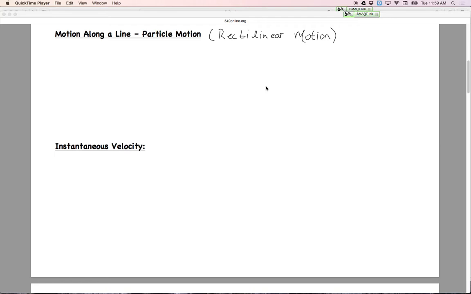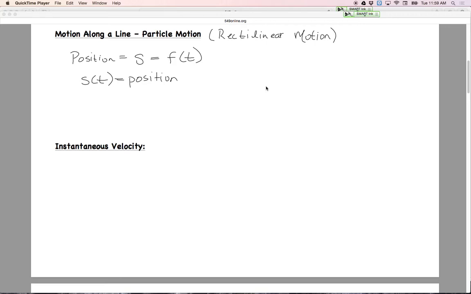So when I talk about motion along a line, we need to first start with how we're going to define its position. When we talk about position in this class, we're going to talk about it as a function s, and that function s is going to be a function of time. So from now on, when I talk about position, we're going to say s of t is position, because s will be a function of time.